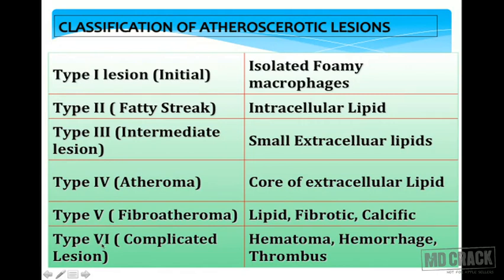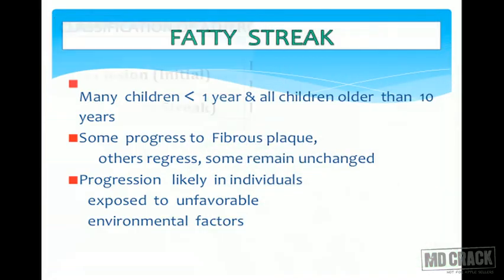The most complicated form of atherosclerosis is type 6. Here there will be other associated complications, like hematoma development over the atherosclerotic plaque, hemorrhage over the plaque, and it can even predispose to the formation of a thrombus, which can become an embolus within no time. So remember, fatty streaks, don't think they are very abnormal.